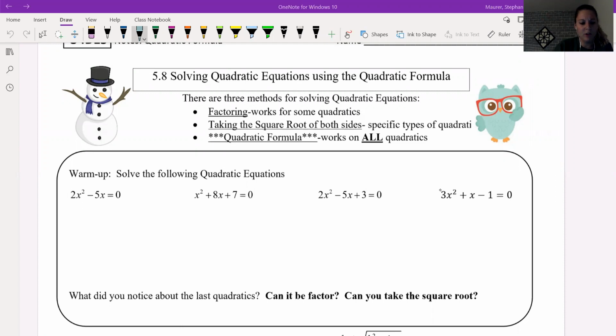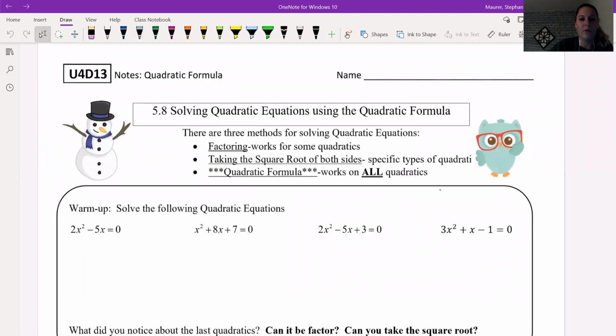So the first thing you should be looking at is the Unit 4 Day 13 notes. This is specifically on the quadratic formula. Now we're not going to finish these all the way through, but we're going to hit the major thing with the quadratic formula and then talk about some specific details about the quadratic formula starting tomorrow.